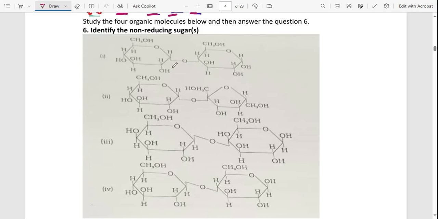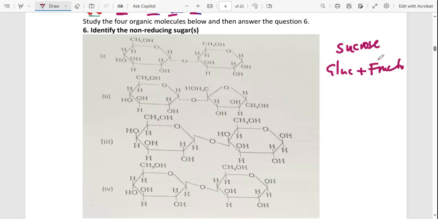Now, because I can see that here we have reacted two sugars, I can tell these are disaccharides. And out of all the disaccharides, it's only sucrose which is a non-reducing sugar. Why? Because in sucrose, all the functional groups have reacted. And you know, sucrose is made up of glucose plus fructose.